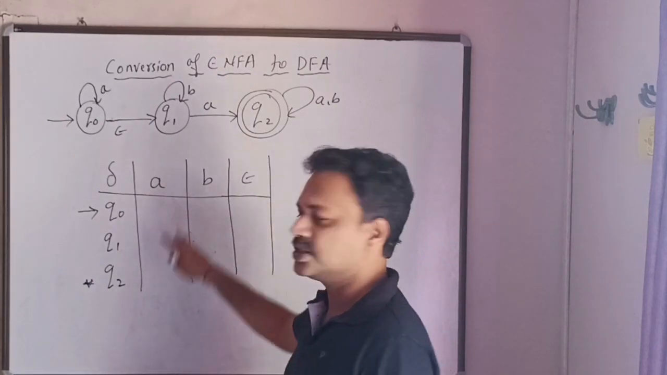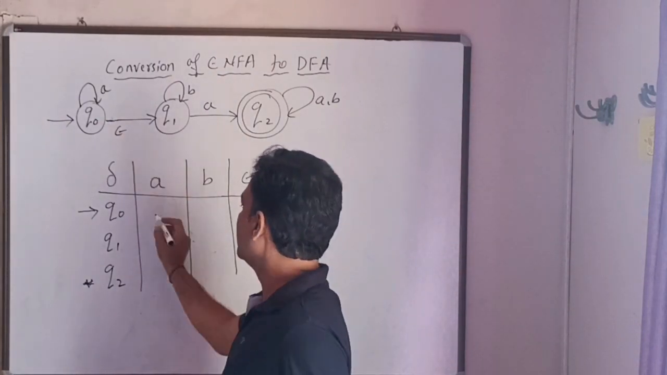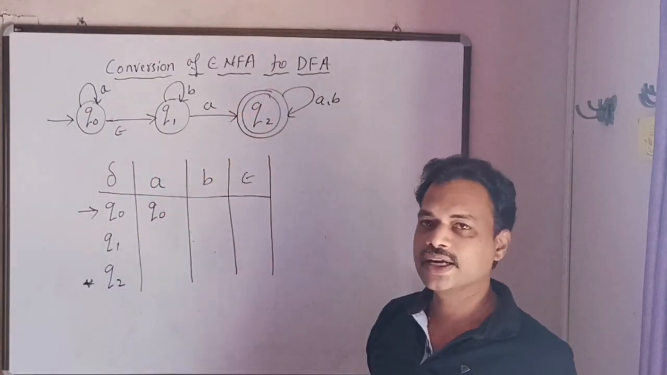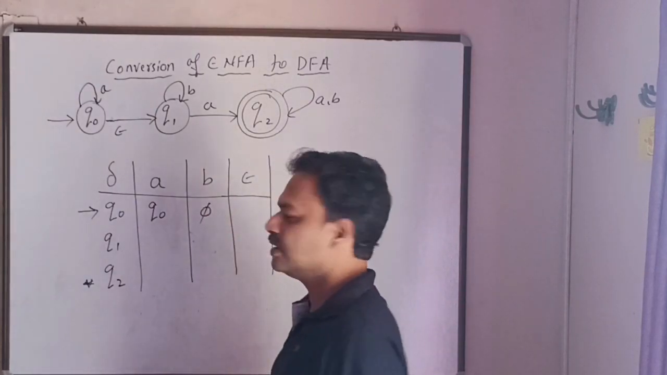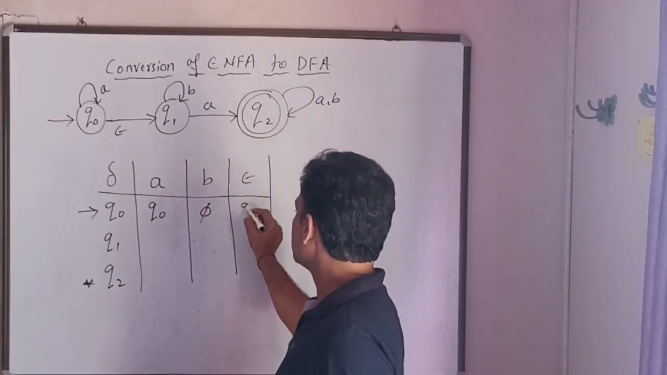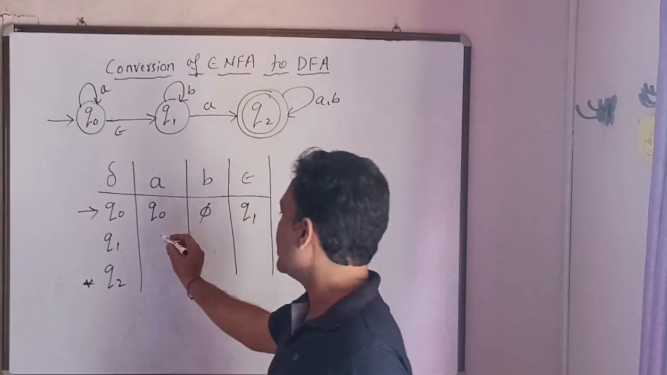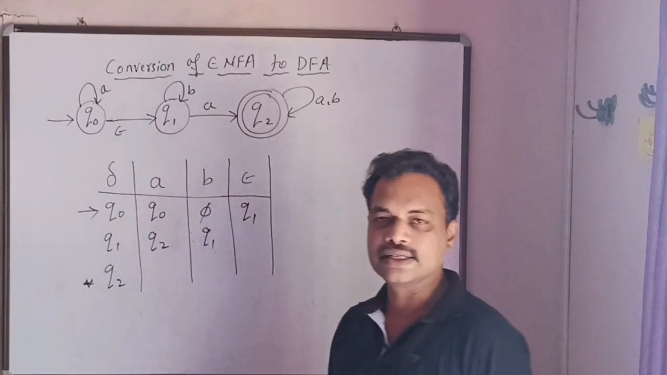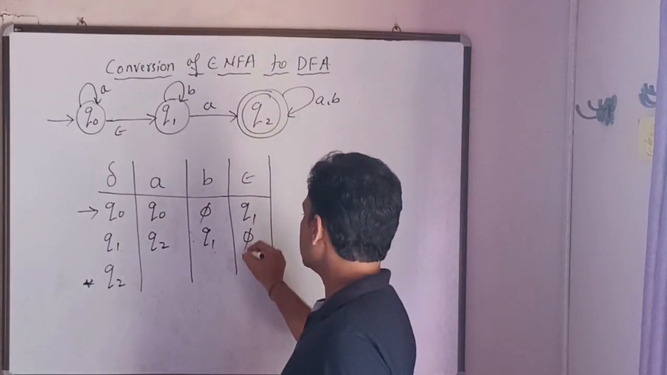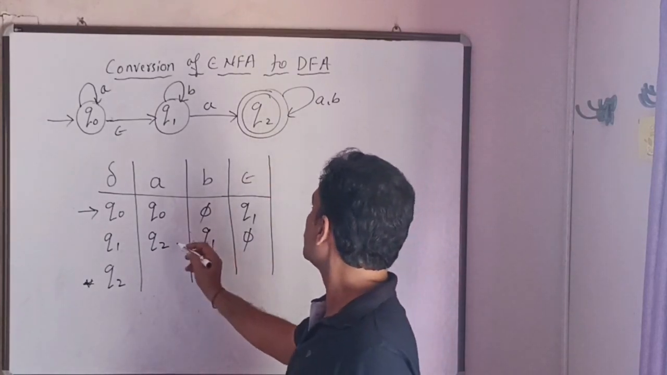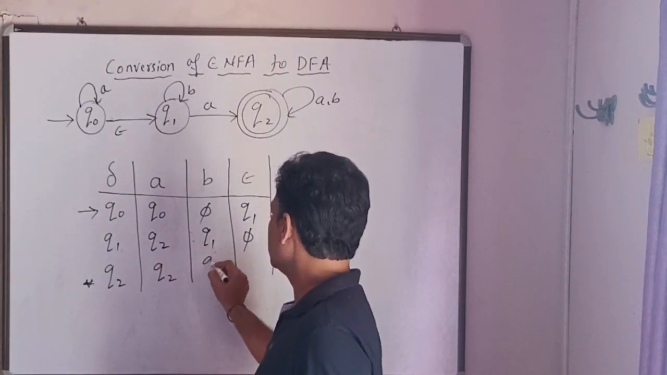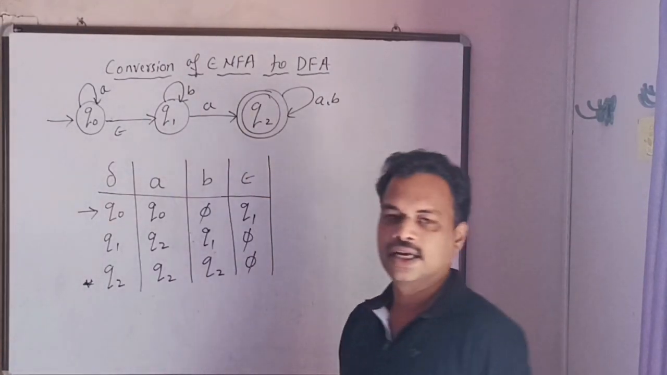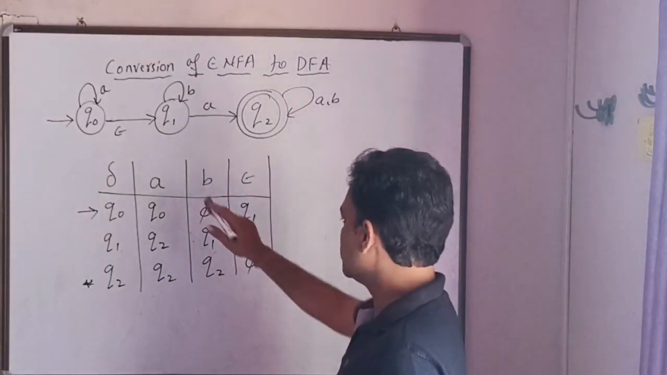Now let us build the transition table. Q0 on A, it will be in Q0 only. Q0 on B, there is no transition from Q0 to any state on B, so I will write null. Then Q0 on epsilon, it goes to Q1. Then Q1 on A goes to Q2. Q1 on B will be there itself. Then Q1 on epsilon, there is no transition. Now coming to the last state, Q2 on A stays on the same state. Q2 on B also on the same state. Q2 on epsilon, there is null transition. So this is our transition table.